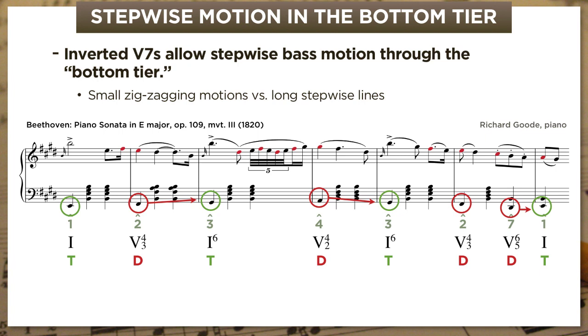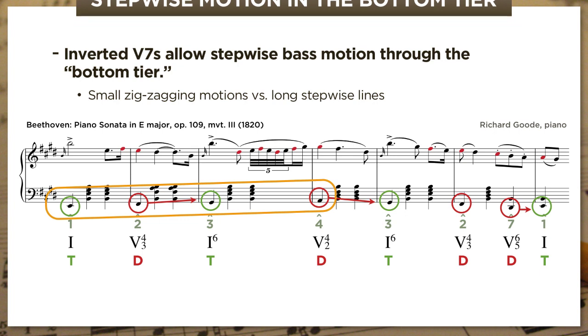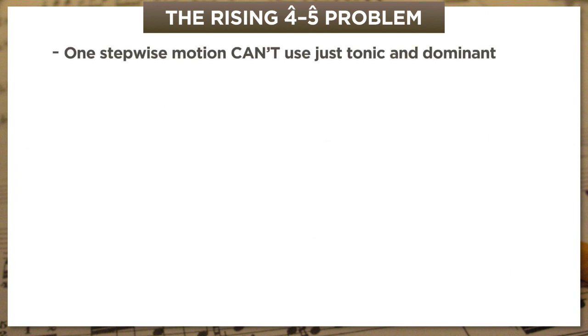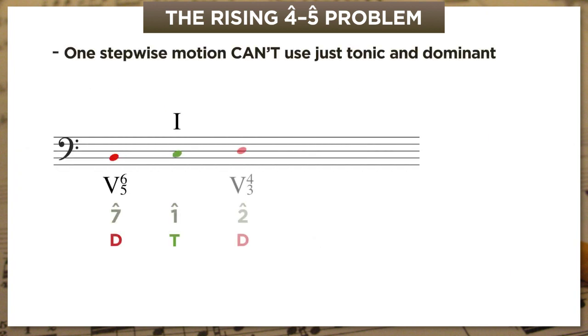This passage also shows us something important about stepwise bass motions in the bottom tier. Now notice that Beethoven ascends all the way from scale degree 1 to scale degree 4 in the bass, but then changes direction. That's because he has to. A minute ago, I said that inverted 5/7s let you move your bass line by step all throughout the bottom tier. But there's one stepwise motion you can't do using just tonic and dominant. Here's a diagram I used a few minutes ago to show how inverted 5/7s can resolve into 1 and 1-6.